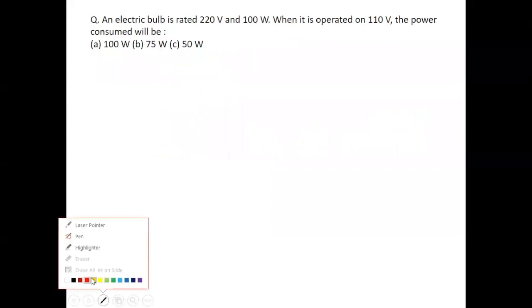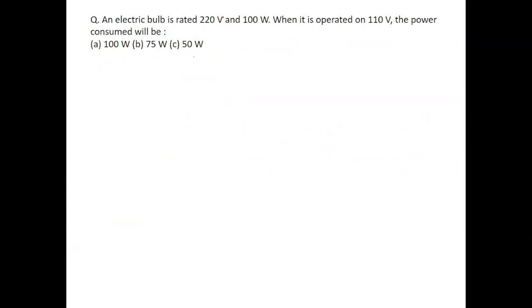An electric bulb is rated 220 volts and 100 watt. When it is operated at 110 volts, the power consumed will be 100 watt, 75 or 50? So first, you know that power is 100 watt, volt is 220 volts. So what we will calculate from here is resistance, because resistance remains the same. What is the formula for this? P equal to V square by R.